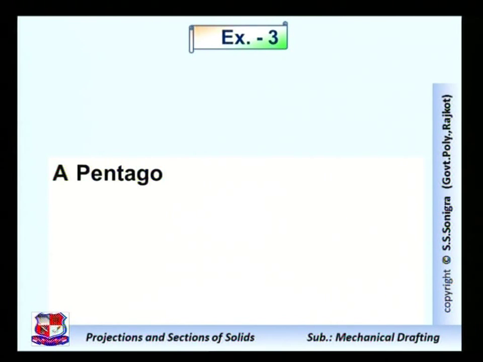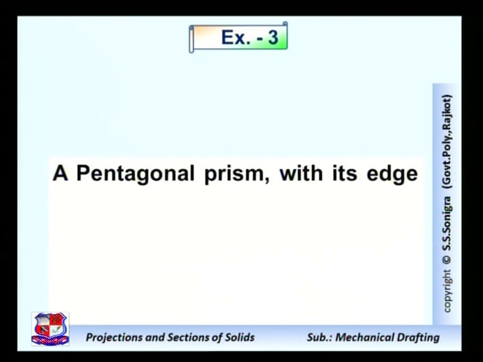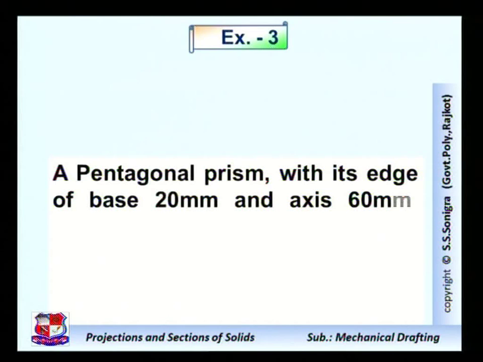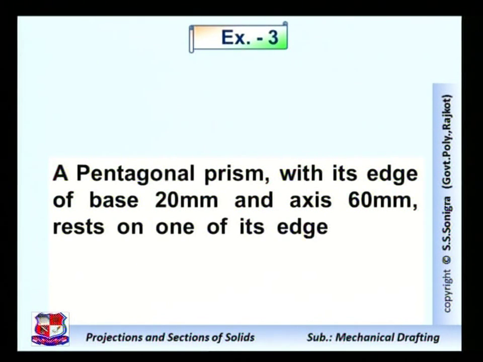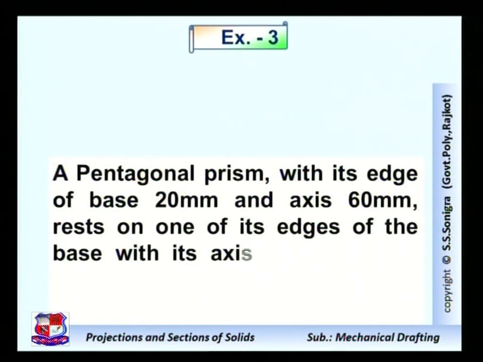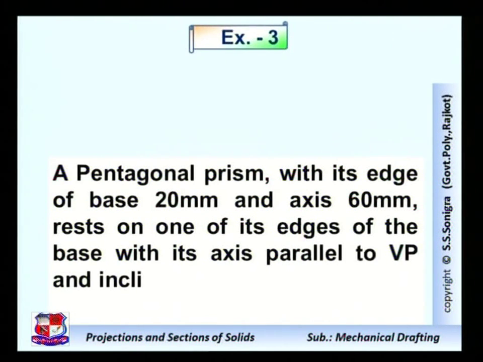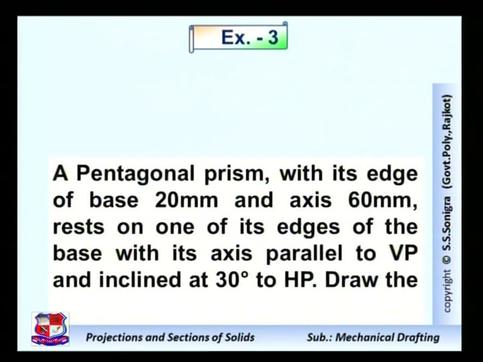Now problem number 3. Third problem, the data is given like this. A pentagonal prism with its edge of base 20 mm and axis 60 mm rests on one of its edges of the base with its axis parallel to VP and inclined at 30 degree to HP. Draw the projections of prism. Here pentagonal prism is given to us, and edge of the base is 20 mm and axis 60 mm.